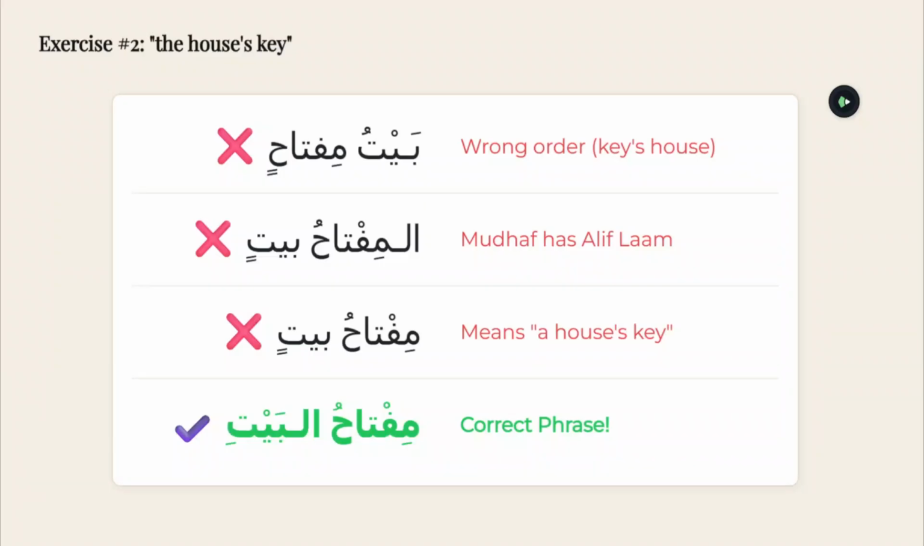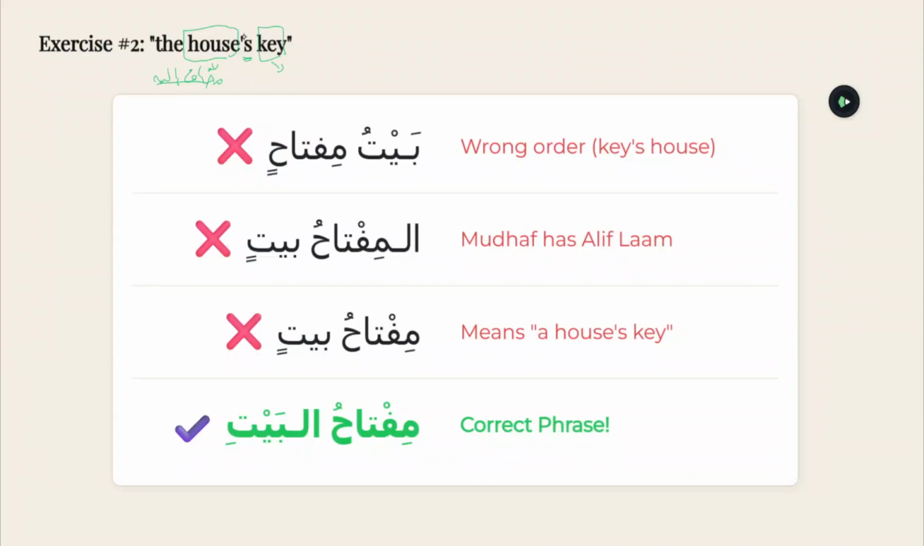So number 1, the house is key. Whenever you have a mudaf mudaf ilay in front of you, I want you to determine first what's the mudaf, what's the mudaf ilay. The house is key. What's the possessed? What's the possessor? So when we use the English possessive phrase with an apostrophe s, I told you, when you use an apostrophe s in the English language, the possessor comes first, and then the possessed. So house is actually the mudaf ilay, right? Because it's the possessor. The key belongs to the house.